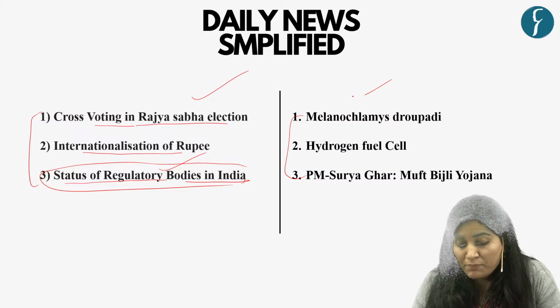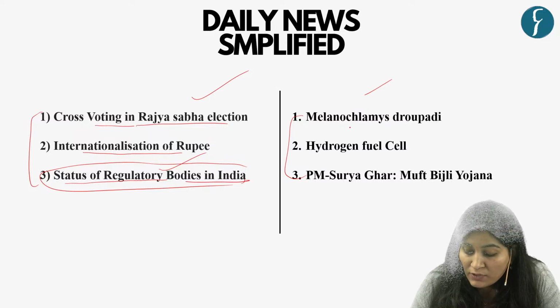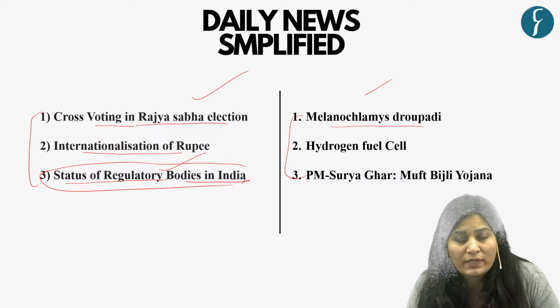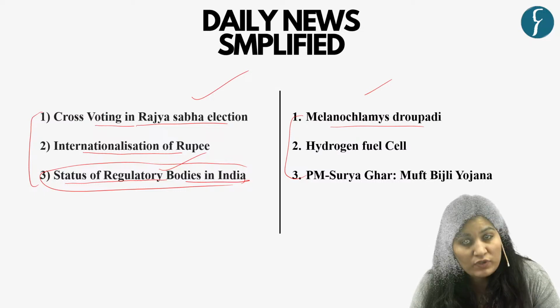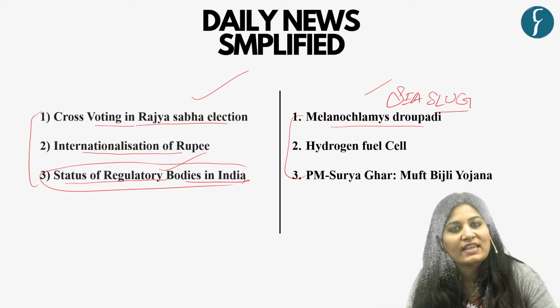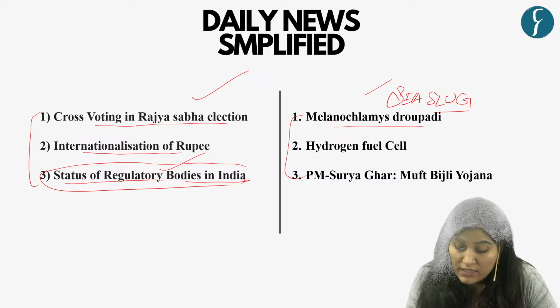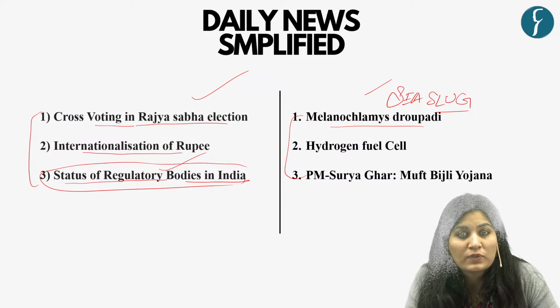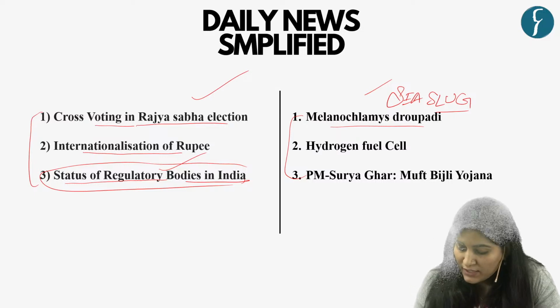Now for prelims, we have taken Melanochlamys droupadi. It is like recently Geological Survey of India found a new sea slug species and named it after the President of India. Now UPSC has been asking questions on species which are in news, so that's why we have taken it.